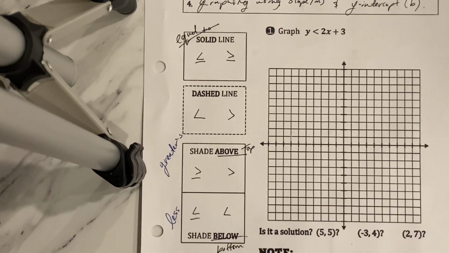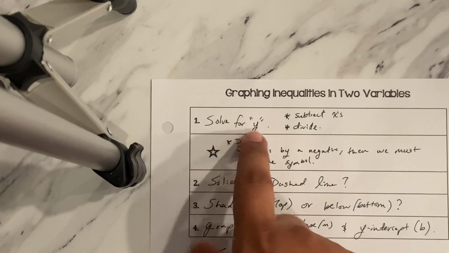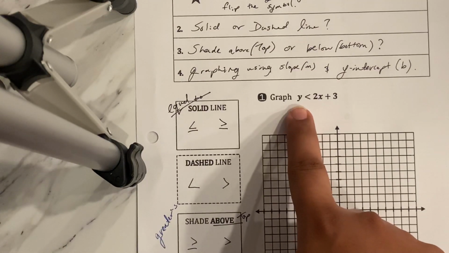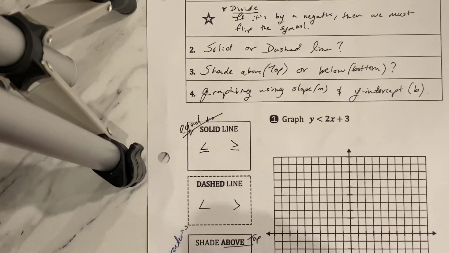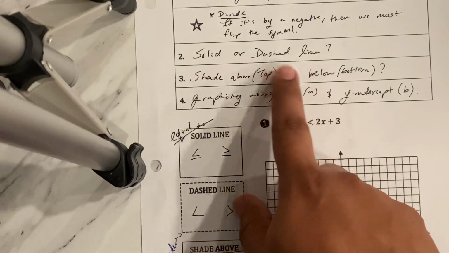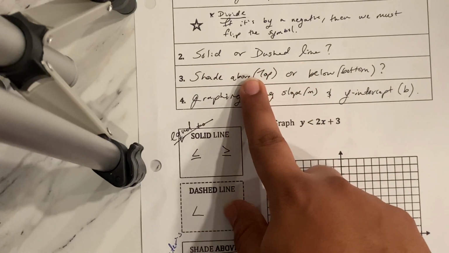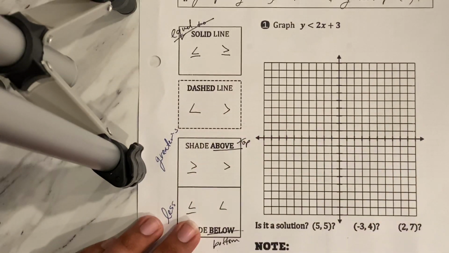First things first, we have to make sure it says y. That's the first step, solve for y. If it's in y form or slope intercept form, we're good to go. Couple things that we have to do. We have to identify the slope, the intercept, solid or dash, and shading above or below. So four pieces of information. Let's do it.